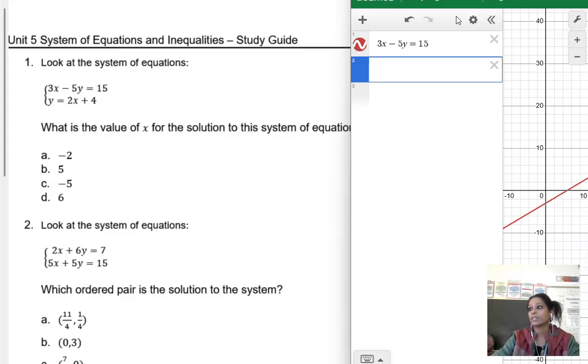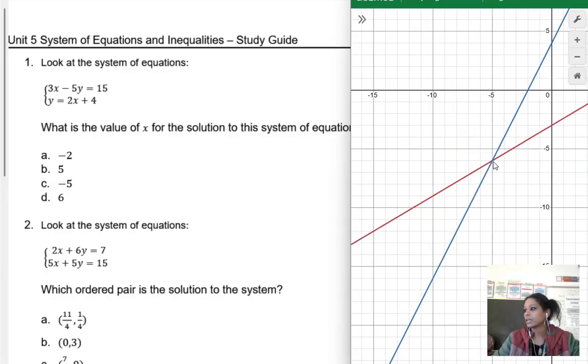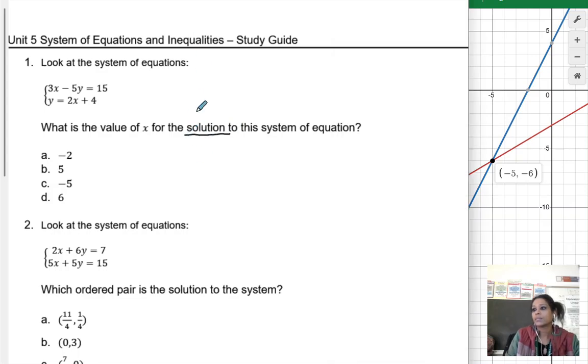So we're just going to graph this equation, 3x minus 5y equals 15, and then the other one, y equals 2x plus 4. And then you're just going to go on the graph and check where they cross each other. They cross at this point, -5, -6. Remember, the solution is going to be -5, -6. Remember that on the coordinate plane, we write the x coordinate first and then the y coordinate. Because it's asking you for the x, that means it's going to be -5. And that's that.